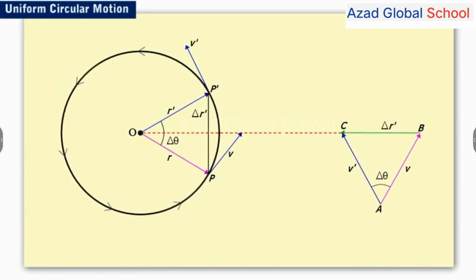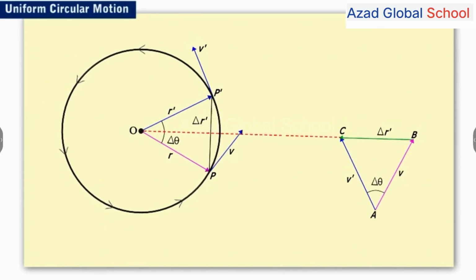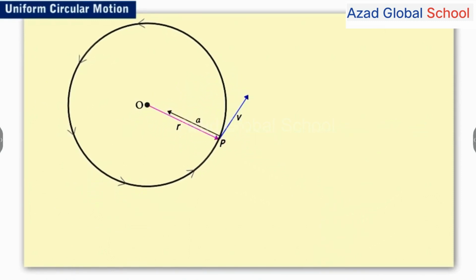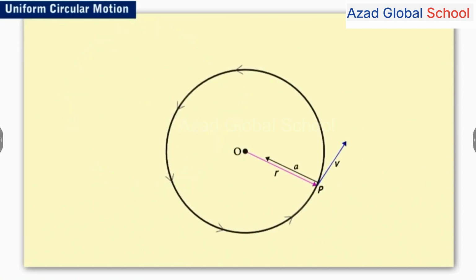As delta t tends to 0, the angle delta theta also tends to 0, and hence the average acceleration becomes instantaneous acceleration. Therefore, we can conclude that the acceleration of a body in uniform circular motion is always directed towards the center of the circle.